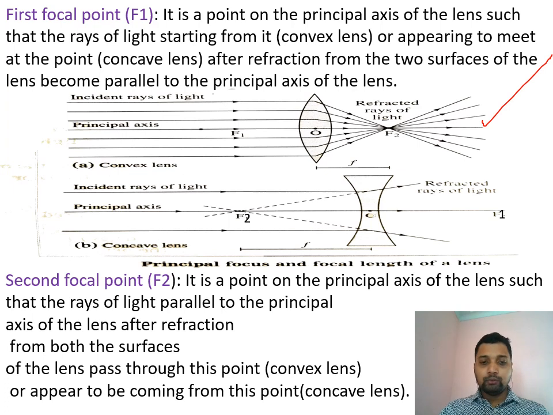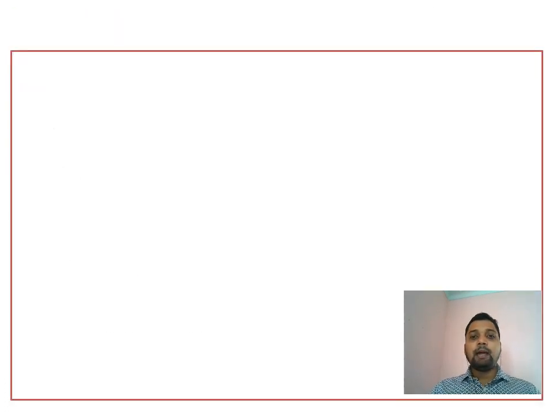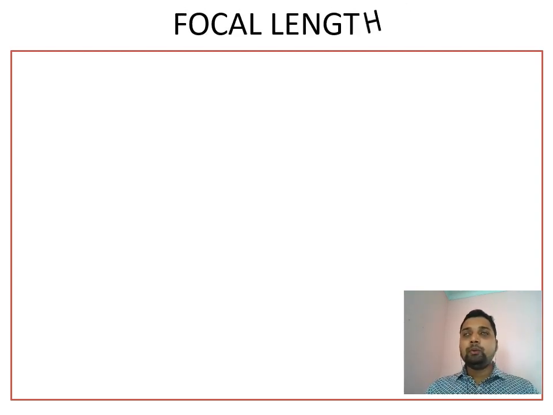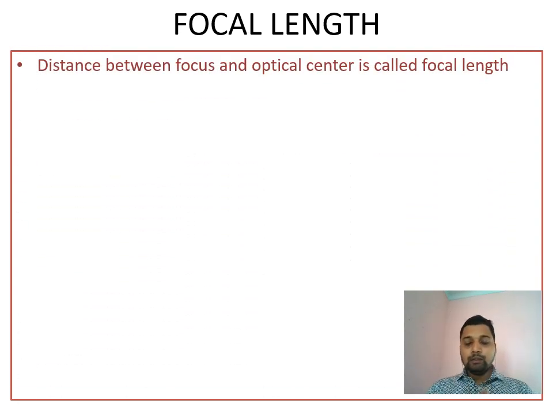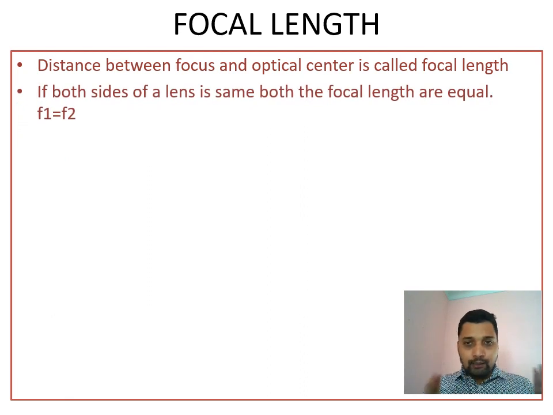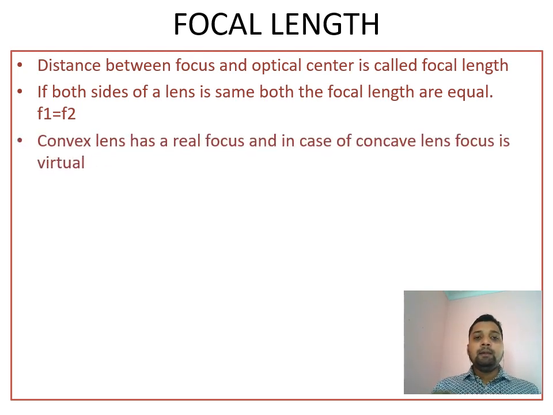Now we'll come to the next one, focal length. Focal length is the distance between the focus and the optical center. When we take a biconvex lens, F1 from O and F2 from O are the same, so both sides are equal. Next, a convex lens has a real focus because it is a converging lens. A concave lens has a virtual focus because the rays appear to meet at a point.